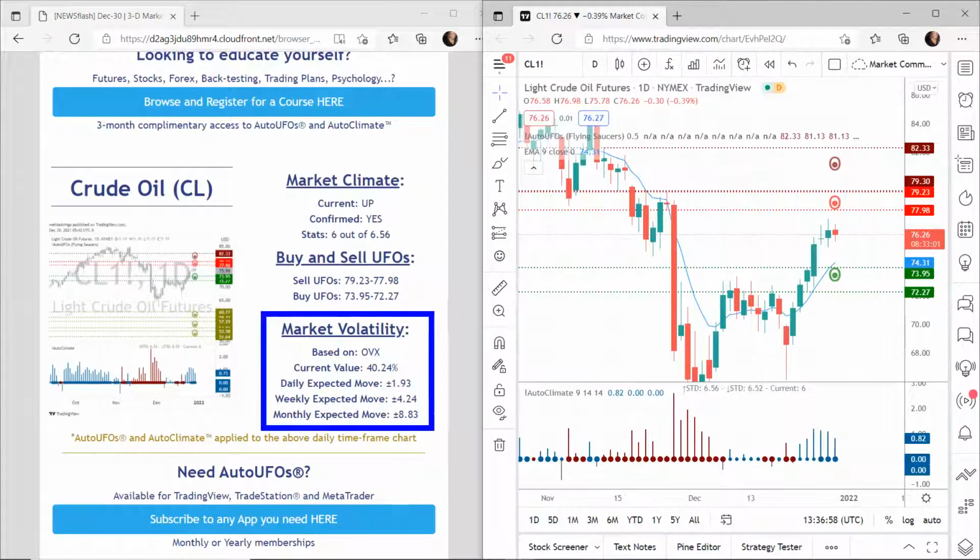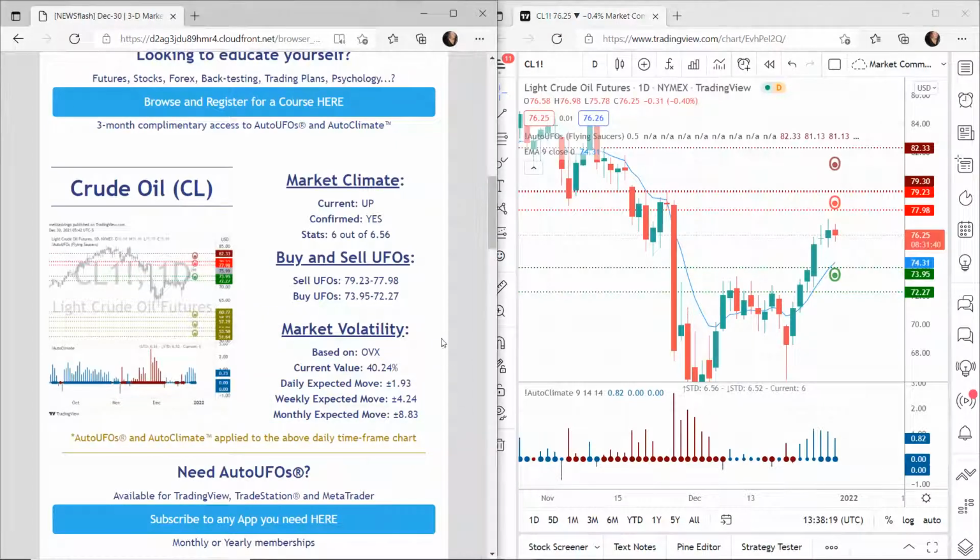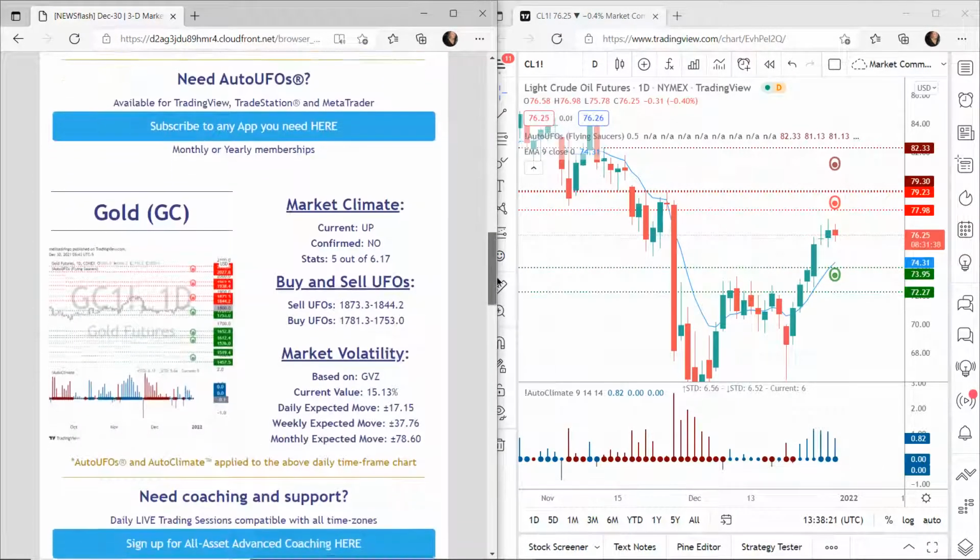Now, in terms of volatility, we'd expect oil would go up or down in 1 year by 40.24%. So in a day, that's 1.93 points up or down. In a week, 4.24 points up or down. And in a month, 8.83 points up or down. So that's oil. Next market is gold.